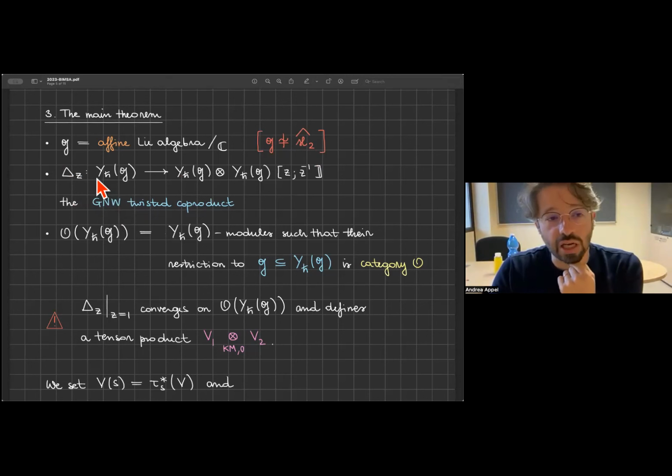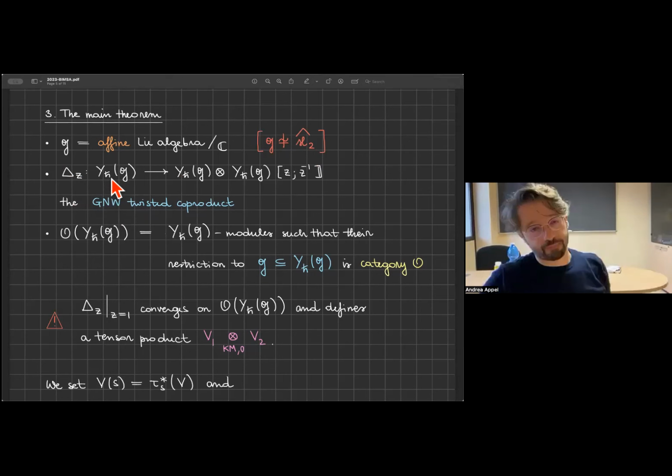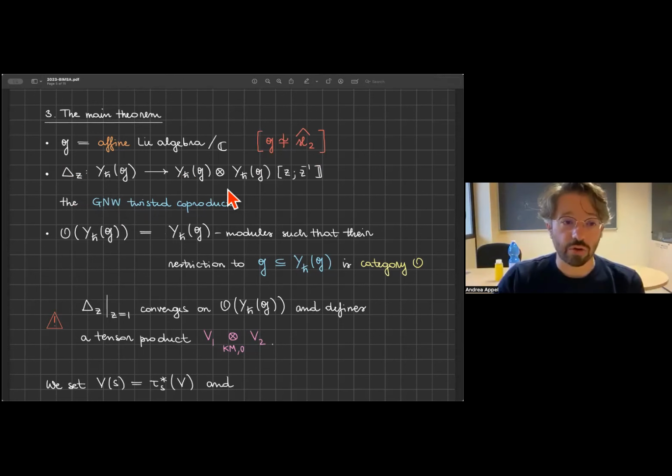So we then denote by delta Z this twisted coproduct defined by Guay, Nakajima, and Wendlandt. And then, as I was telling you, this is an algebra map that goes from the Yangian, in fact, to series in the inverse parameter with values in the tensor product of the Yangian.